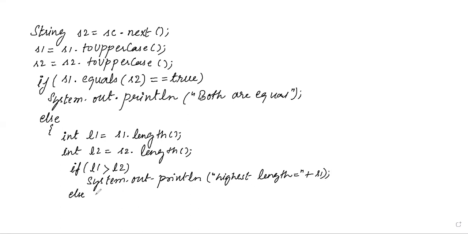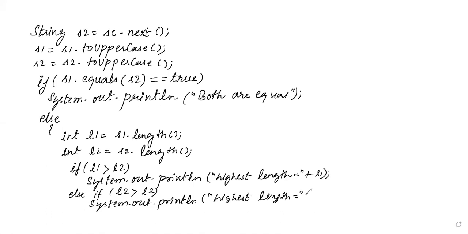Else, if it is not so, if L2 is greater than L1, then you will print a message System dot out dot println, again highest length, that is equals plus S2, because for S2 we are taking the length 2 as greater.